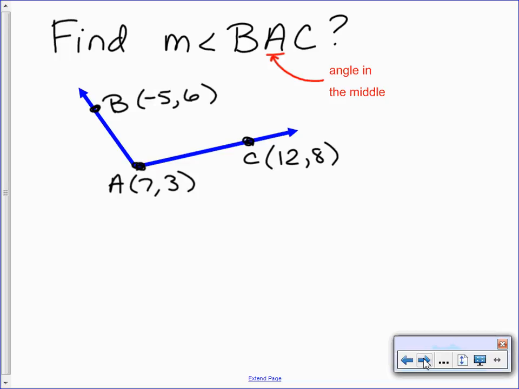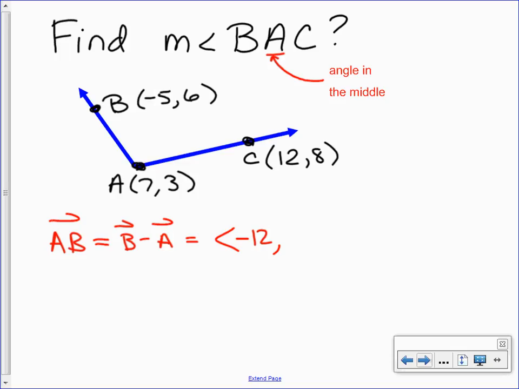So here we go. Remember, first of all, we need a vector AB, right? AB is just B minus A. Remember that? So let's do it. Negative 5 minus 7 is negative 12. 6 minus 3 is 3. There you go. So AB is negative 12, 3.